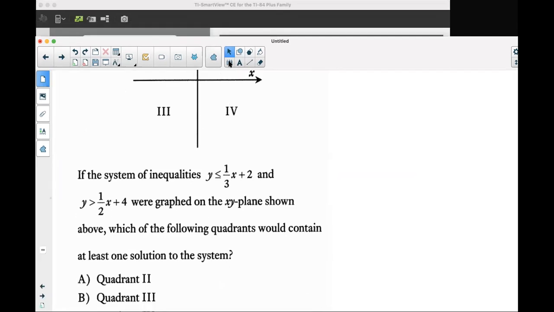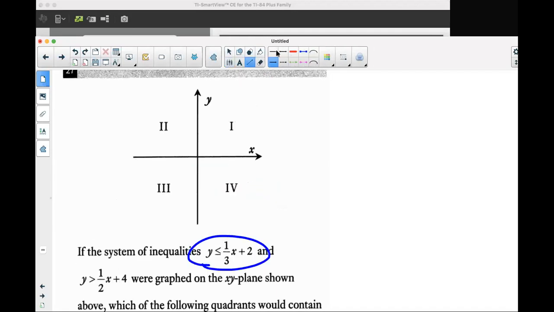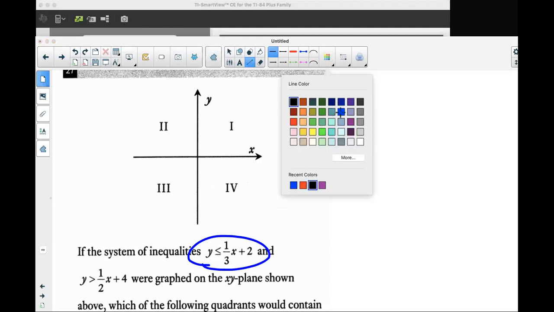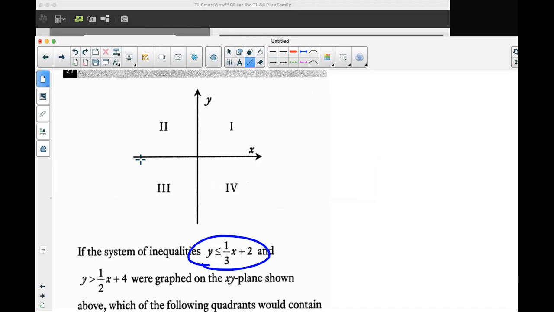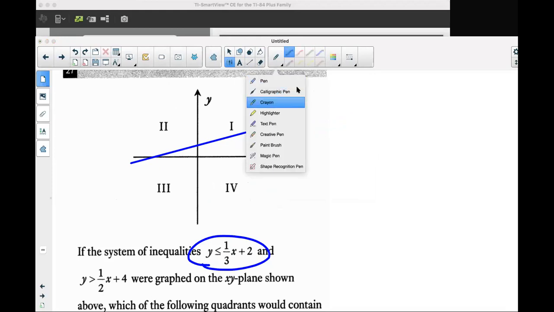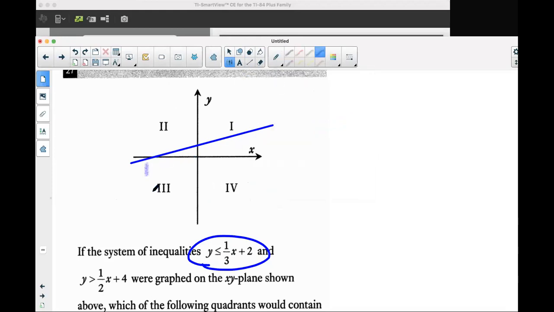Let me try to do some color coordination here. This one I'm going to use the blue. So the slope is 1/3 and the y-intercept is 2. Slope is 1/3, so what if I were to put it this way? And y is less than that. When y is less, we need to shade the section that's underneath the line.